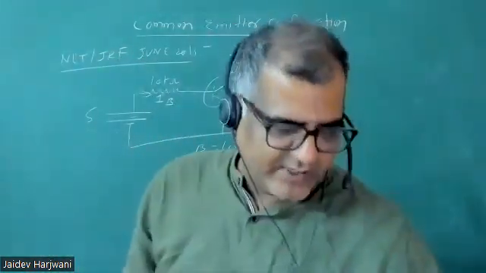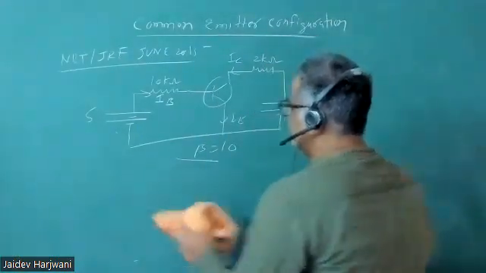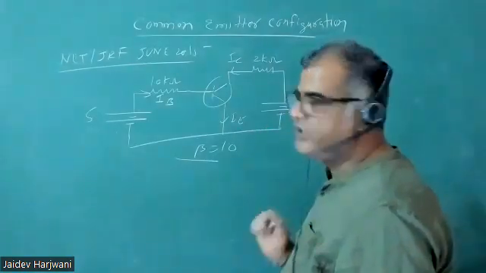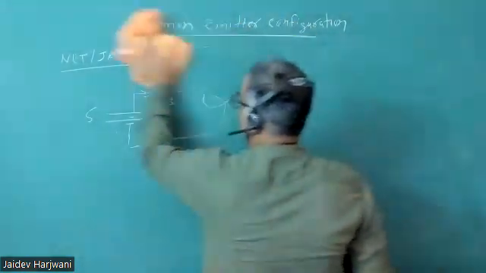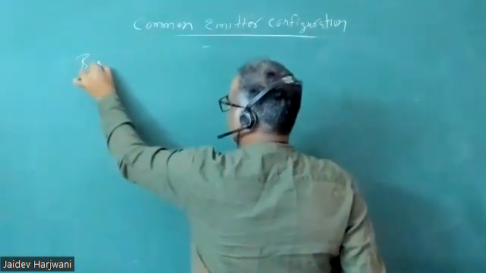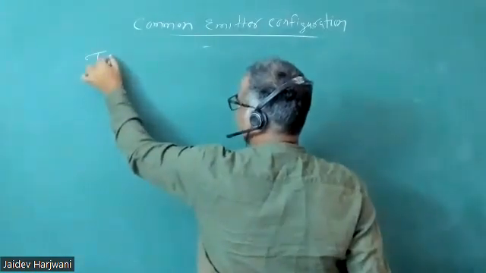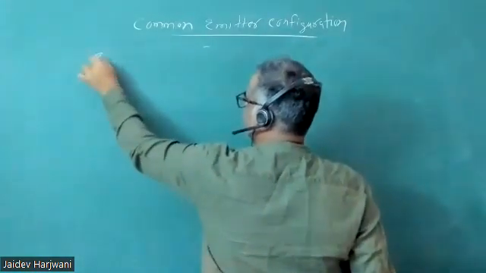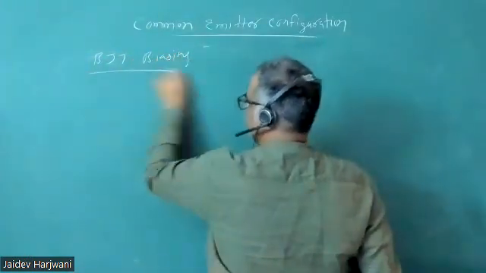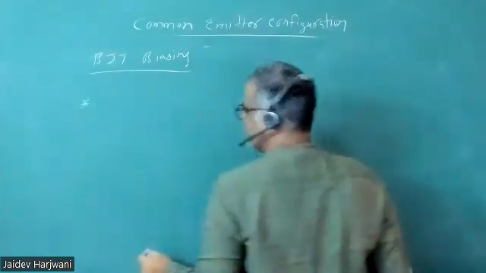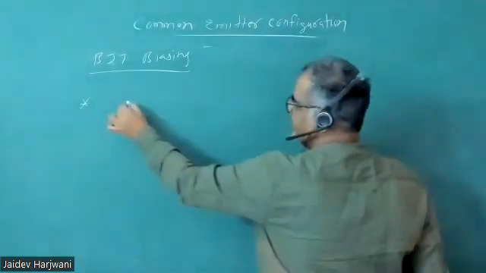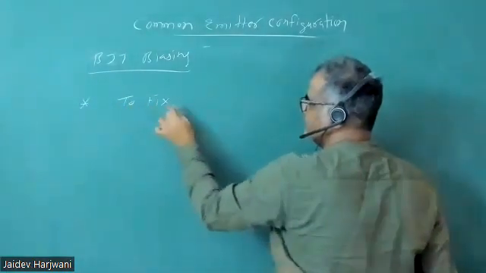So biasing is required. The main purpose of biasing: I need a biasing which makes this point suitable. My operating point should not vary. So what are the purposes of biasing? Transistor biasing, or BJT biasing. You are discussing here BJT biasing. So what is the purpose of biasing? Number one, first of all, where I want to fix my point. So, to fix the operating point.